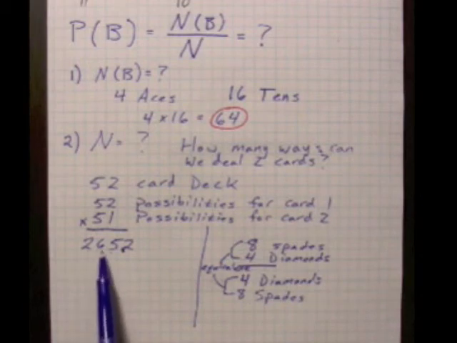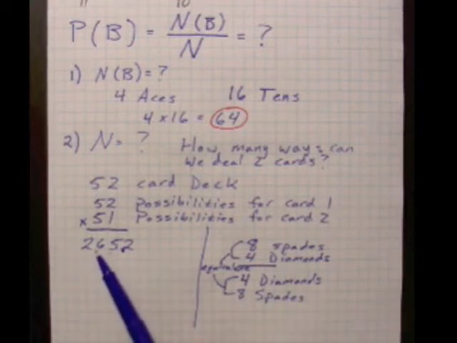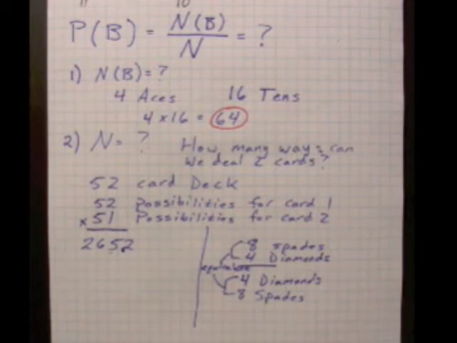So one of these 2,652 is this first result, 8 spades, 4 diamonds. Another one of these 2,652 is the 4 of diamonds and the 8 of spades. They're equivalent to each other. We'd rather not include all of those different identical pairs of cards. Okay, so what do we do to eliminate that?